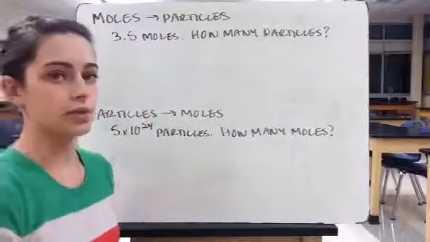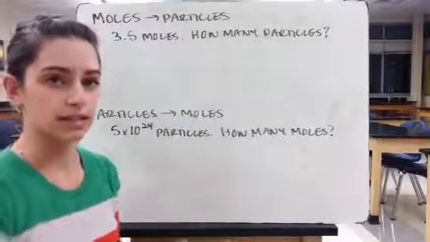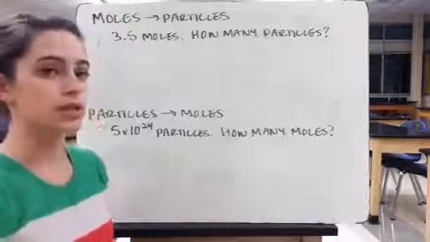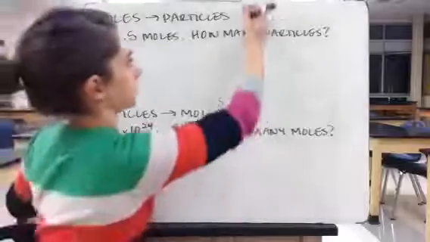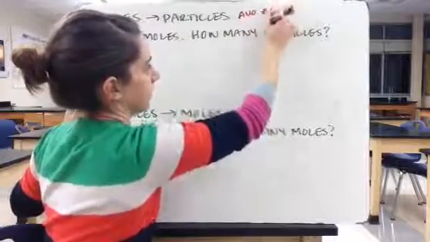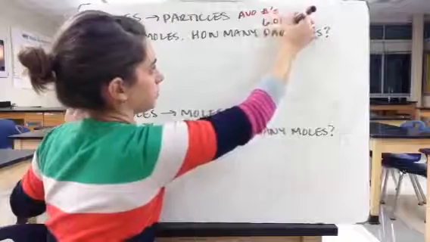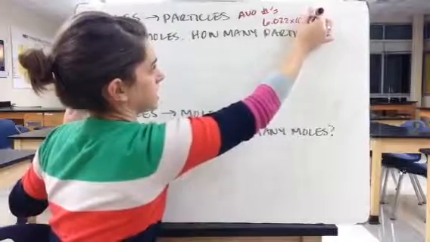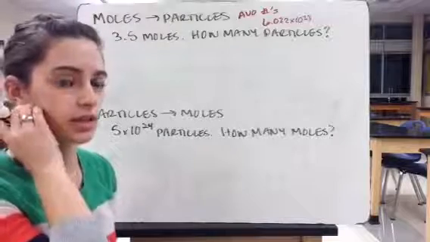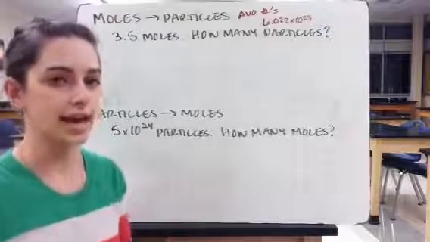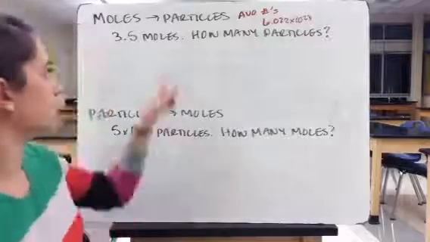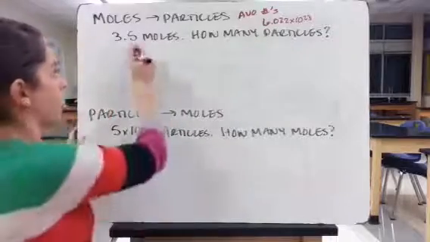So now we know how to go between grams and moles, mass and moles. Let's look at how we can go between moles and particles. To do this conversion, you need Avogadro's number. And that's the 6.022 times 10 to the 23rd. So you're only going to use 6.022 times 10 to the 23rd when you're trying to figure out how many atoms, how many molecules, how many particles of something you have. So we're starting with 3.5 moles.